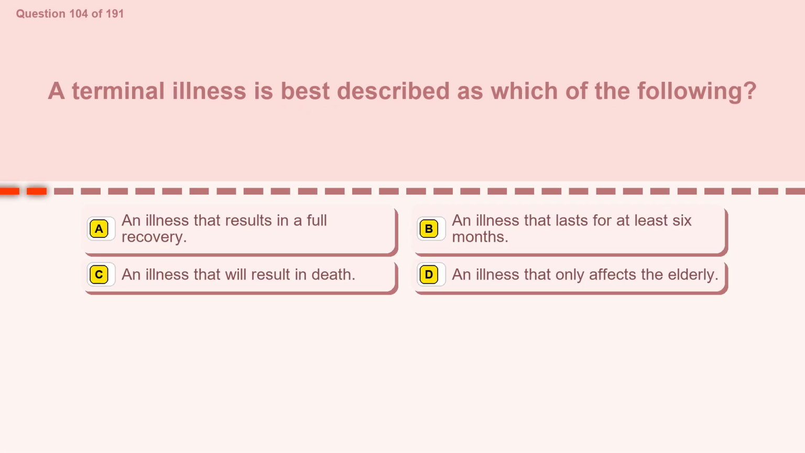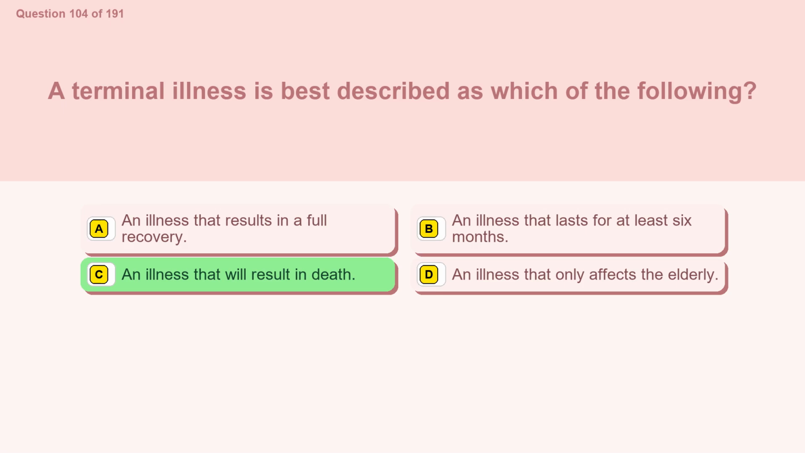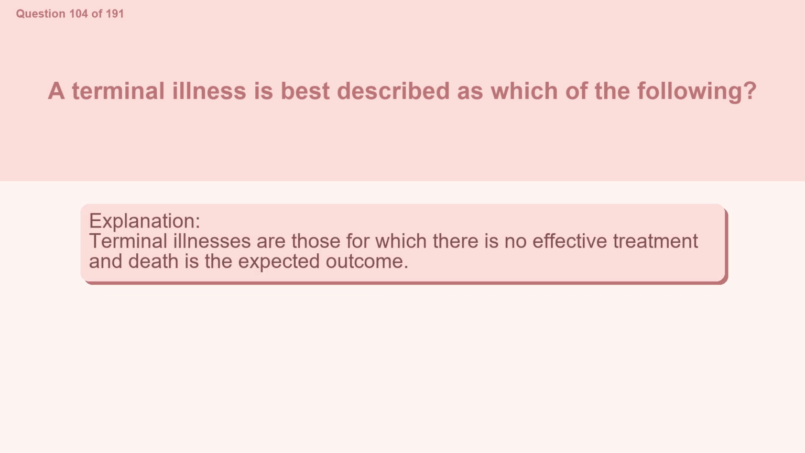Question 104. A terminal illness is best described as which of the following? Option A. An illness that results in a full recovery. Option B. An illness that lasts for at least 6 months. Option C. An illness that will result in death. Option D. An illness that only affects the elderly. The correct answer is option C. An illness that will result in death. Terminal illnesses are those for which there is no effective treatment and death is the expected outcome.